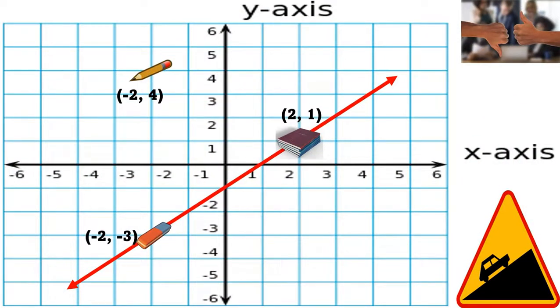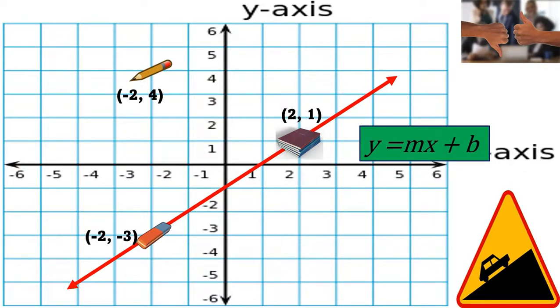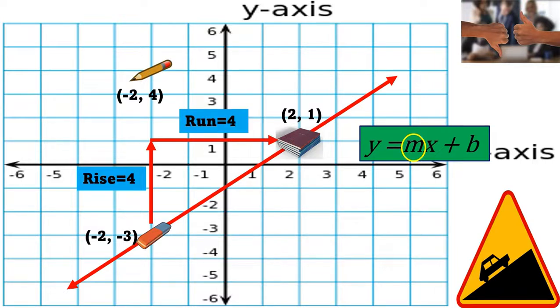Let's go back to this previous illustration of a line and find out how we could write its equation in the slope-intercept form. Using the form y equals mx plus b, we first find the slope. Let's use the faster way, which is rise over run. From the point where the eraser is, the coordinates are (negative 2, negative 3), we rise. How many steps? 4 steps. So it's positive 4. And then we run to the right. Again, we run 4 steps.